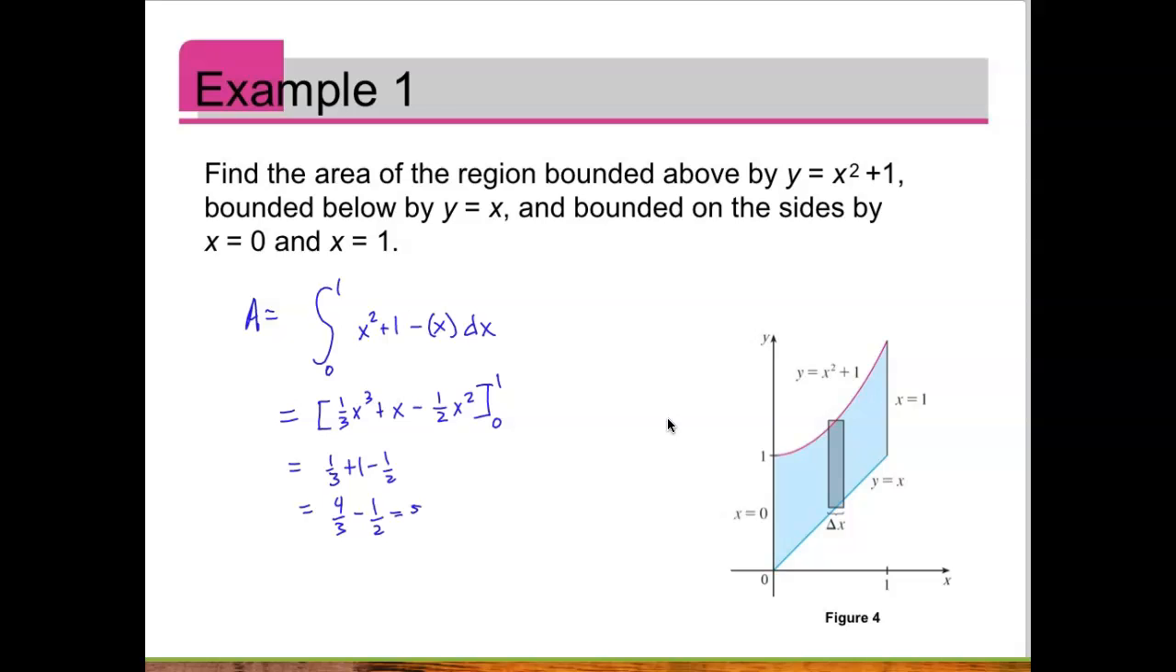Good. Just a quick check for sanity. Since it's the area between two curves, it should always come out positive, and this does. There we go, and that represents that shaded blue region. So far, so good. Questions? Let's try another one.